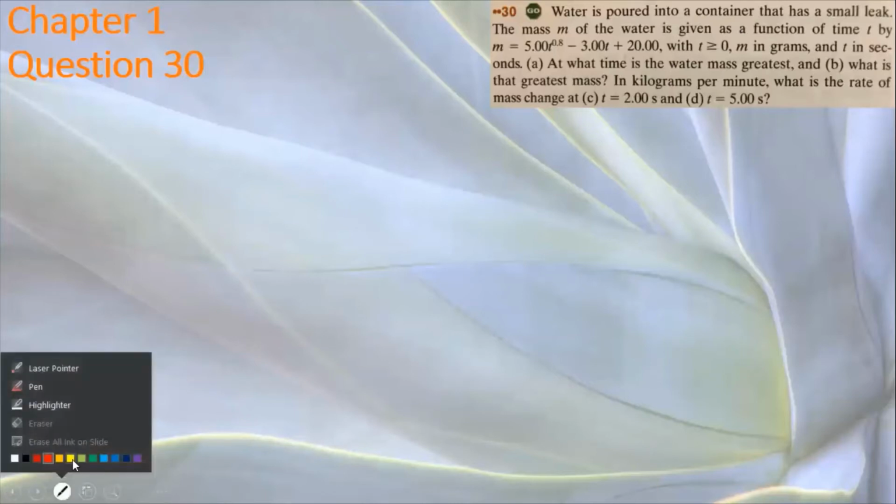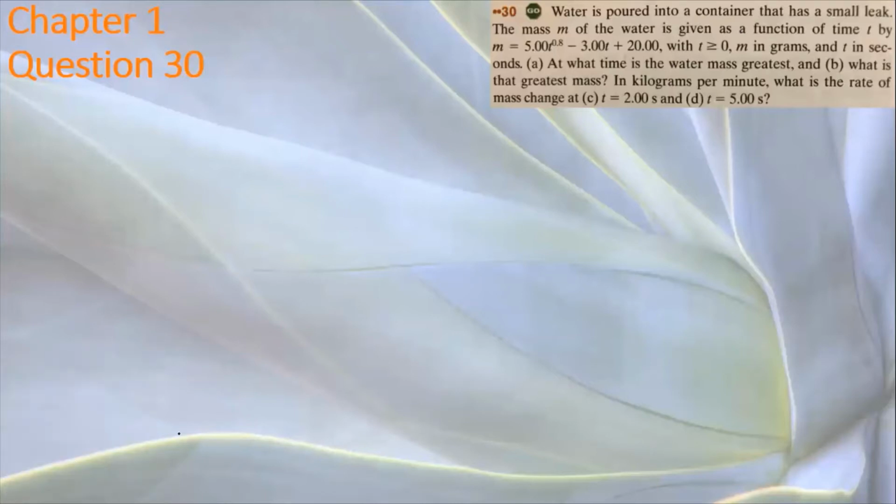So for the first question, we have the function m of t, which describes how the mass changes with time. And what we want to do with this equation is we want to maximize it and find the largest value. And the way we do that is by taking the derivative of the mass function and setting it equal to 0.